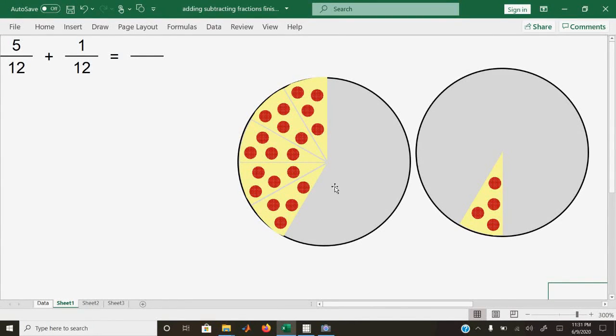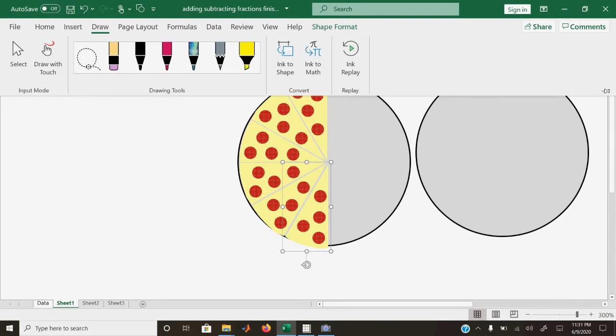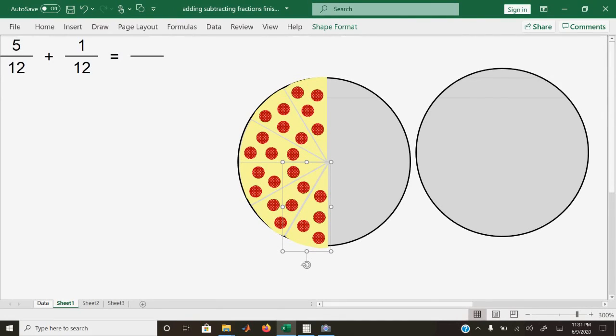I'm going to start with the problem 5/12 plus 1/12. And if I look at the pizzas, I see that if I have 1/12 and I add it to 5/12, now I have 6/12. I had 5/12 and I ended up with one more 12th, or 6/12.